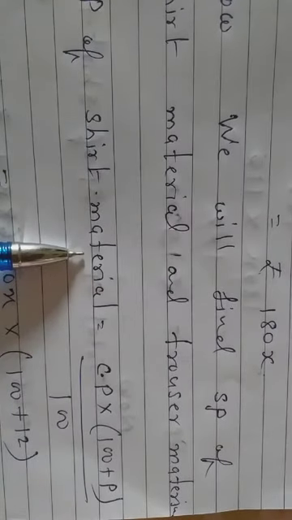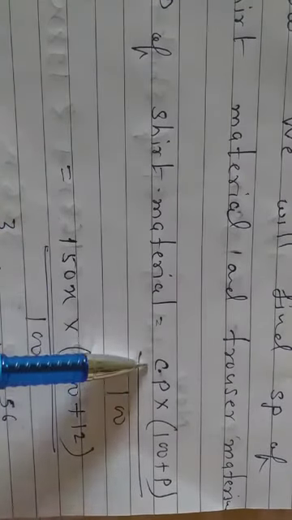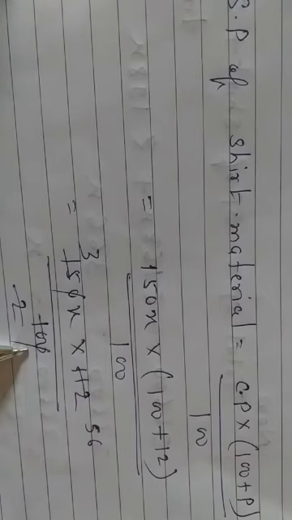For the selling price of shirt material, we will use the formula: SP, selling price, equals cost price into (100 plus profit) upon 100. Okay, so now we will put in the values. The cost price we found, 150x, is the total cost price of shirt material, into 100 plus profit. For selling shirt material he is getting a profit of 12%, as given in the question. So 100 plus 12 upon 100. We will add them: 100 plus 12 will be 112. So 150x into 112 upon 100.